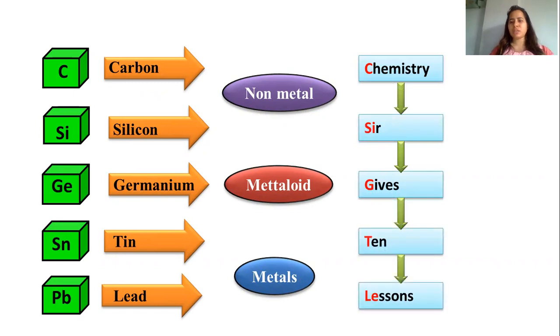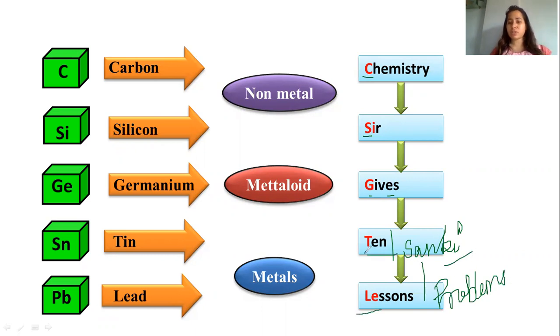Chemistry sir gives 10 lessons. Chemistry C, sir, SI silicon gives GE for germanium, 10 lesson lead. Or you can even remember this as chemistry sir gives sun key problems. When I say sun key, SN for tin and problems. So problems comes with PB. So you have to remember in any of the ways, whichever you prefer. This will give you the symbol.